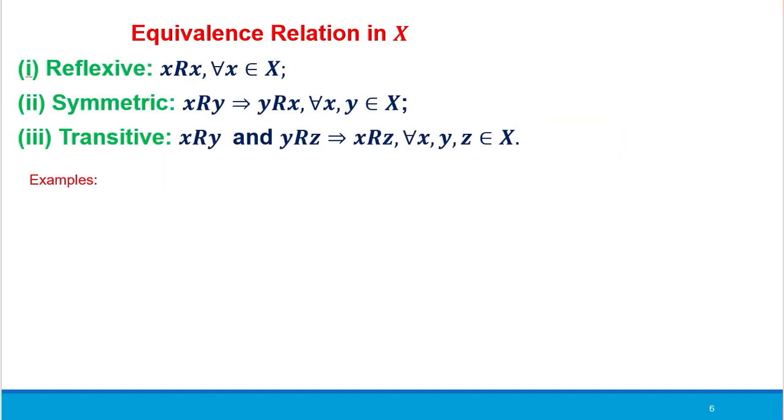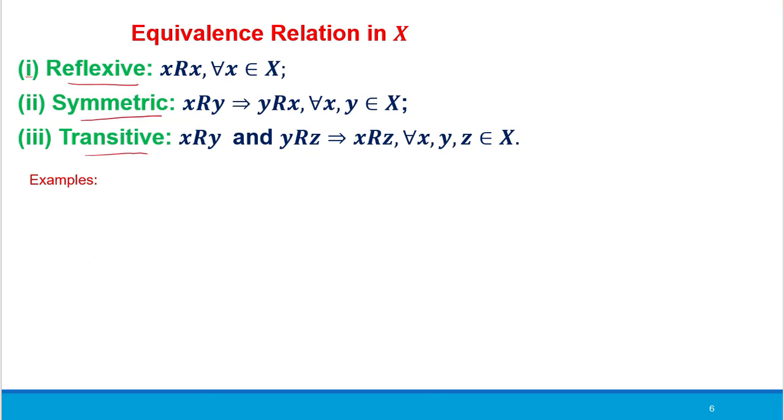Now this is the definition of equivalence relation. A relation which has three properties: first is reflexive, the second is symmetric, and the third is transitive, is called an equivalence relation. Now what is the meaning of being reflexive, symmetric, and transitive? Let us understand. Reflexive means every element is related to itself. This is the meaning of being reflexive.